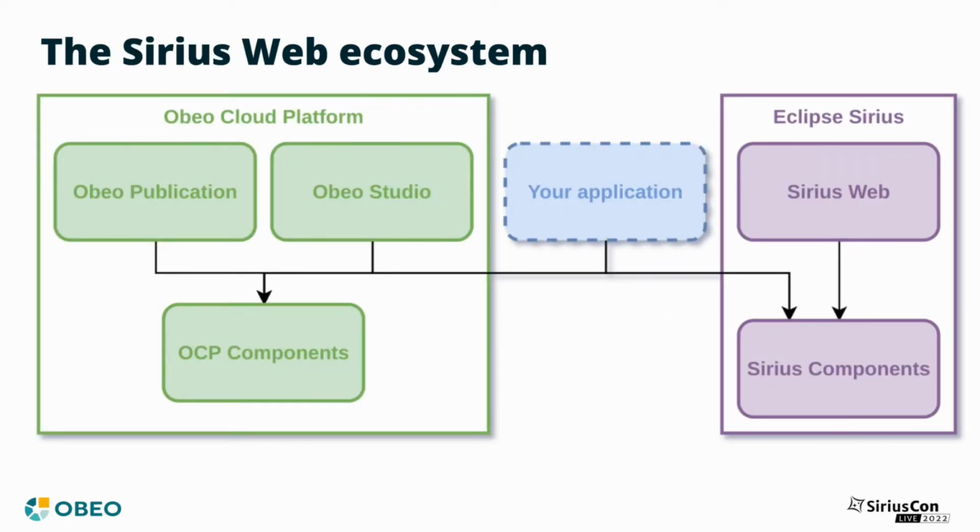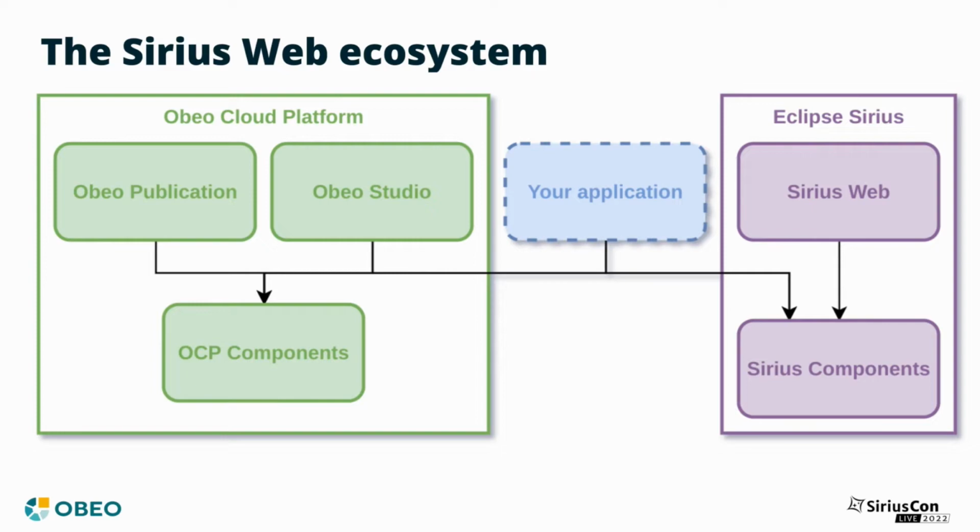In the Sirius Web ecosystem, you can find the Sirius Components project, which contains all the core components used by any application of this ecosystem. This is where most of the code related to the manipulation of data and representations is located: diagrams, forms, trees, and so on. It comes with both backend and front-end components to be integrated in a web application.